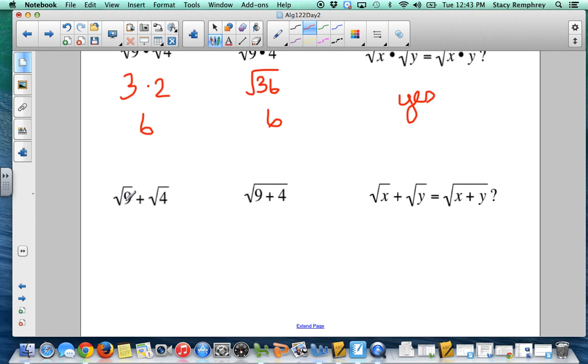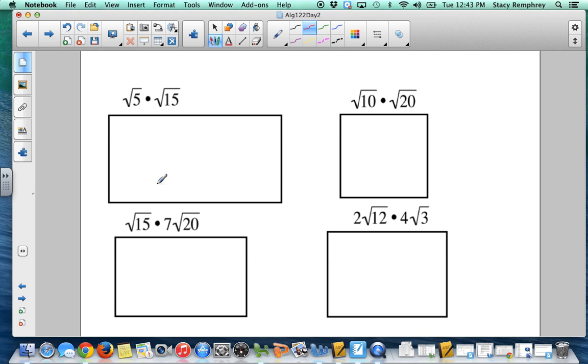Now let's see if that works with addition. Again, in this notation, it means take the square roots first, and I get 5. Add first, and are 5 and the square root of 13 the same? No. So when it's addition, you can't just rewrite it, all of it, under one square root. So be aware of that. Multiplication, okay. Addition, no. So now we're going to pull in some additional multiplication.